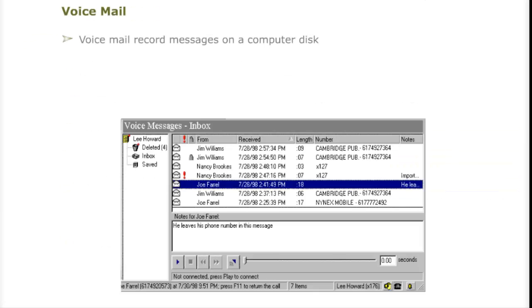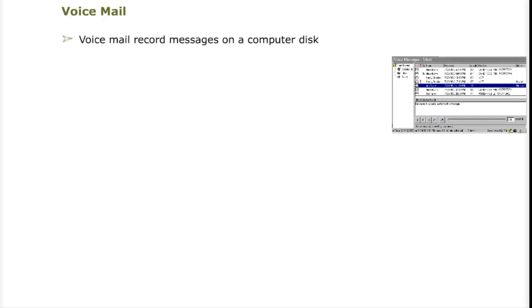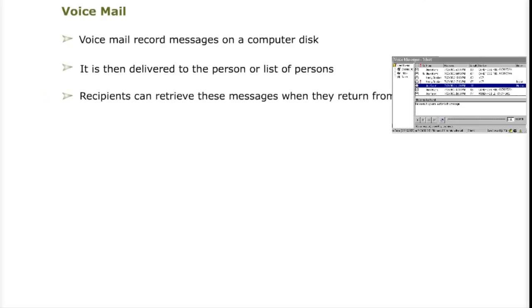Voicemail. Voicemail records messages on a computer disk. The message is then delivered to the person or list of persons you are calling. Recipients can retrieve messages when they return to the office or dial in from remote locations to listen to their messages.